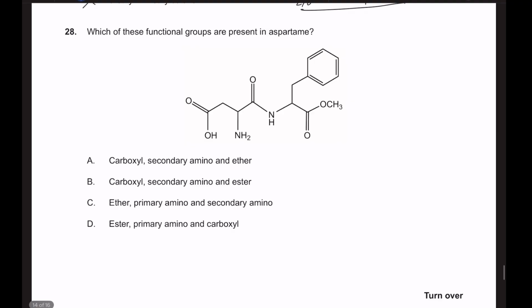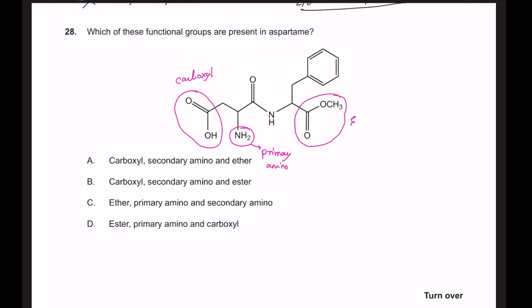Now moving on to 28. Which functional groups are present in aspartame? Now this functional group is called carboxyl. There's an NH2 group here. This is primary amino. This is an ester group. This group is called amide. And this is phenyl.